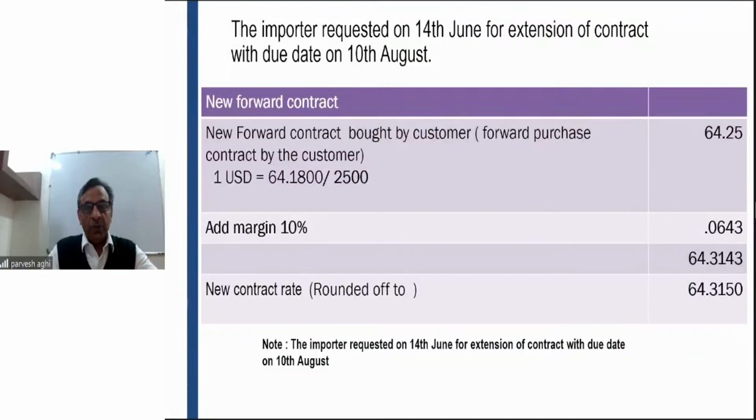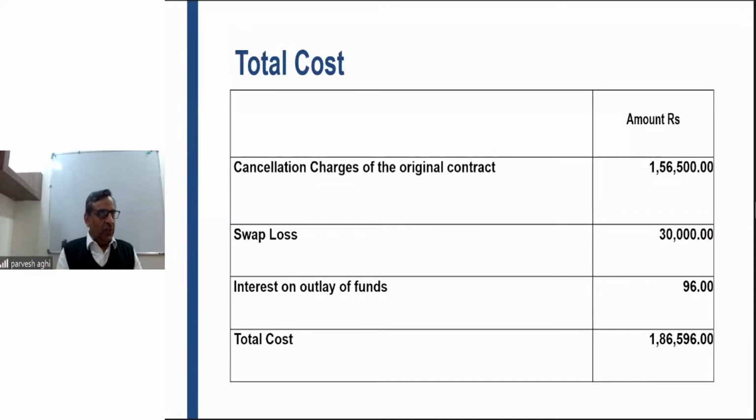So now the customer says, I want to extend the contract. And I want the due date to be 10th of August. So they entered into a new forward contract. So the bank is going to sell, the customer is going to purchase the dollars. Okay. So the contract will be a forward contract. Okay, so that will be 64.25. Margins we are going to add, and the new contract will be 64.31. So these are all the charges which the customer has to pay. Okay, so that covers everything.